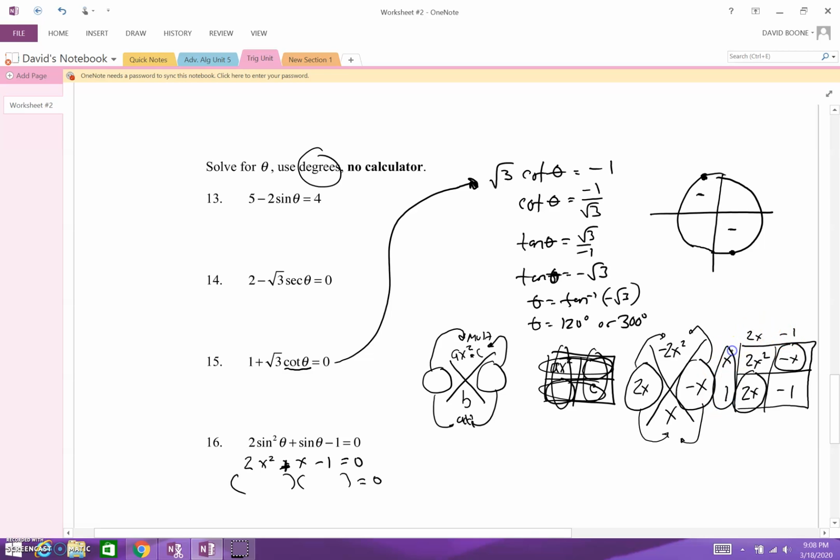So here are my factors then. There's the x plus 1. This one right here is 2x minus 1. It doesn't matter, you can write this grouping here first and put that grouping there, that doesn't matter.